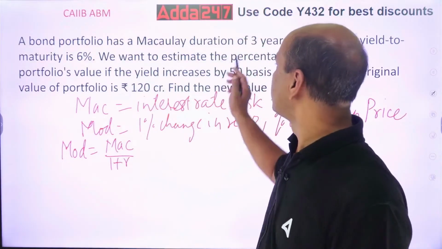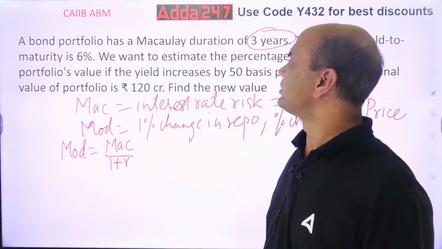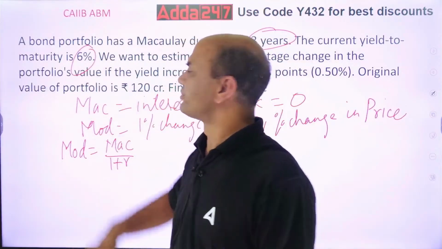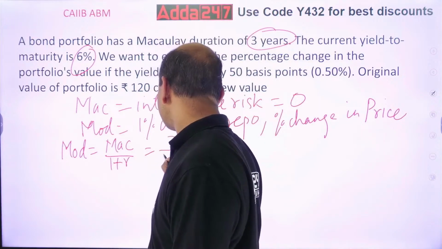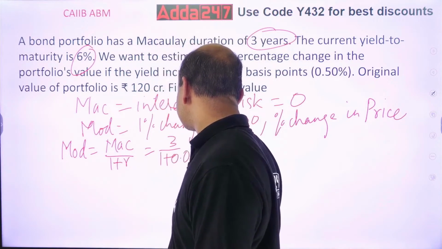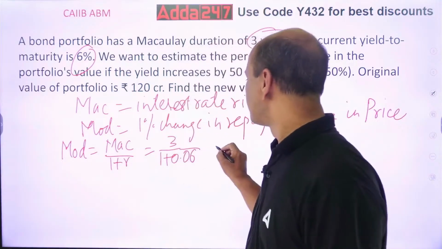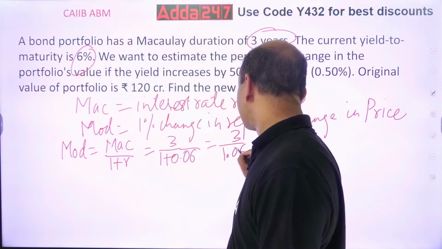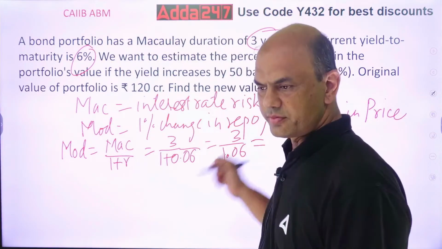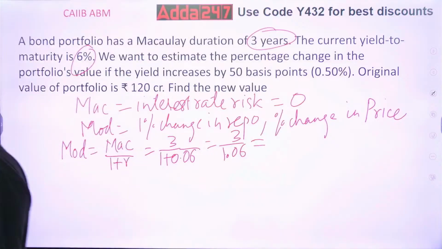What is Macaulay given? 3 years. 1 plus R, R is what? 6%. So it is equal to 3 upon 1 plus 0.06, that is 3 upon 1.06. Find the answer. 3 upon 1.06, and this will be in percentage. Everyone do it using the calculator.